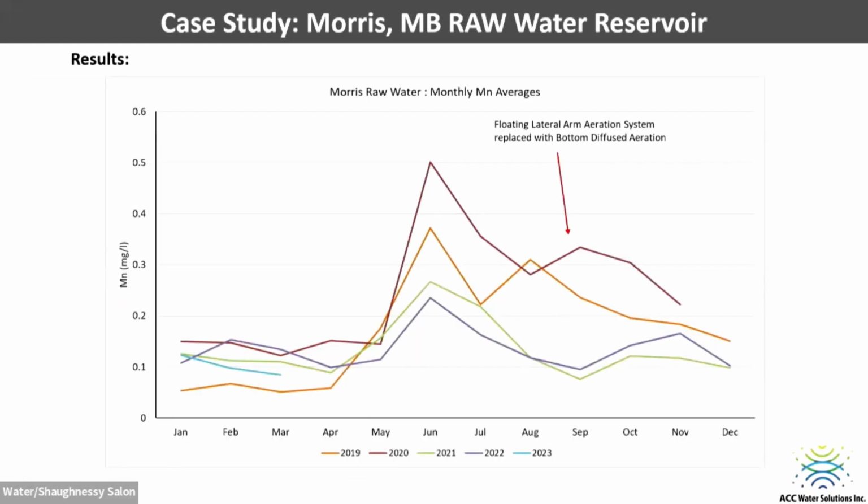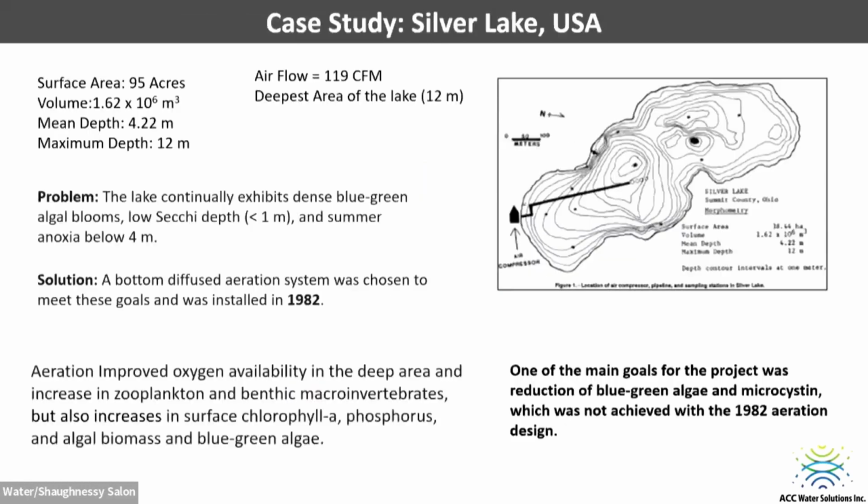And this is just year over year manganese levels, 2019 and 2020 being prior to, the yellow and the red being prior to the system being installed. And then partway through the red year, we installed the system, and you can see since then, the green and the blue lines are showing a significant reduction in manganese, which was what we actually predicted before we put the system in.